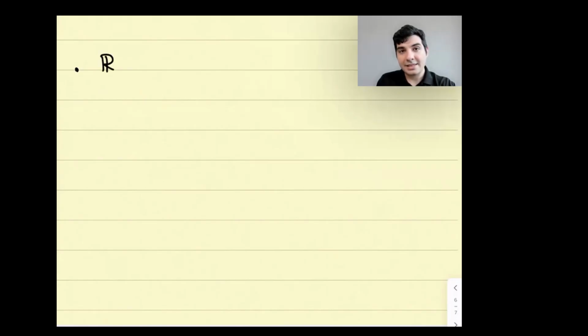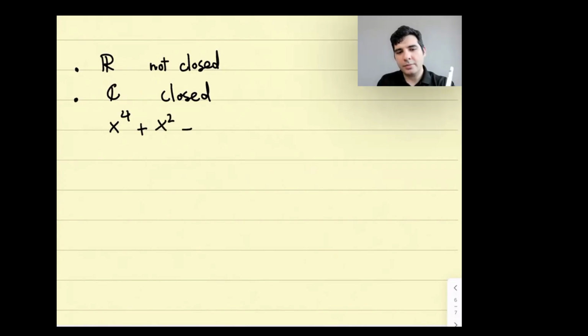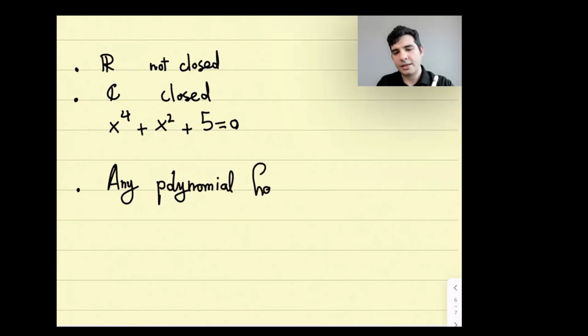So algebraically closed means every polynomial has a solution in the field. R as a field is not closed. C as a field is closed. So any polynomial you write, x to the 4 plus x squared plus 5 equals 0, even if it doesn't have any solutions in R, it would have solutions in C. And counted with multiplicity, this equation would have 4 solutions. So any polynomial has roots in C. This is what is meant by algebraically closed.